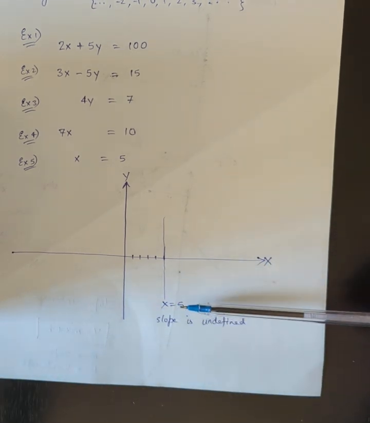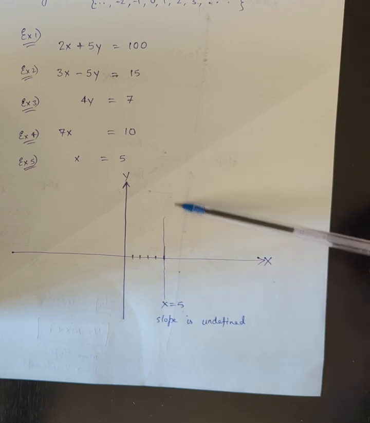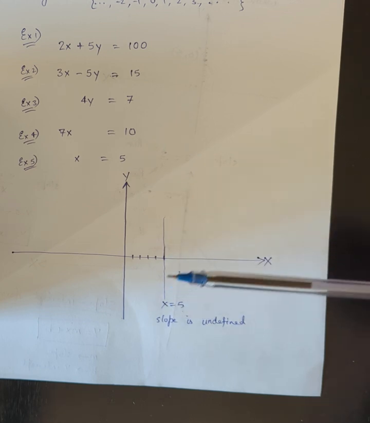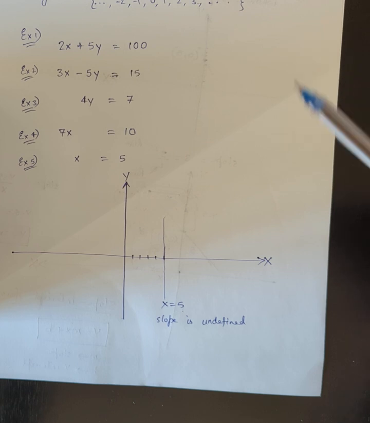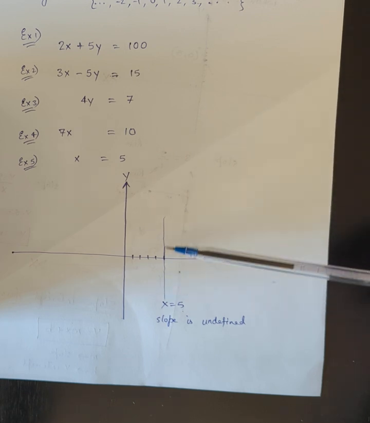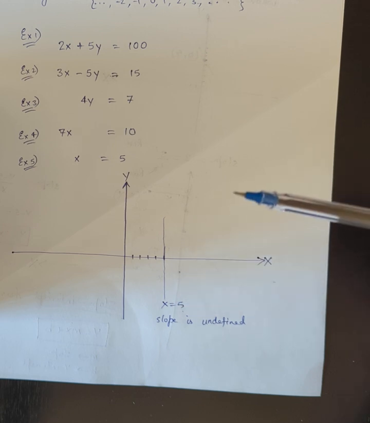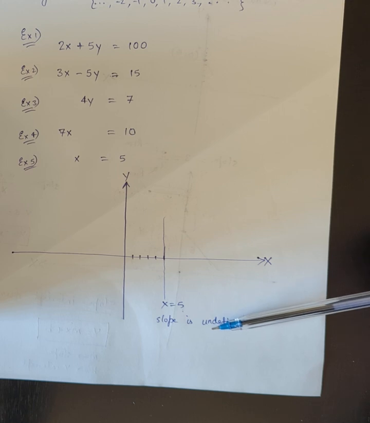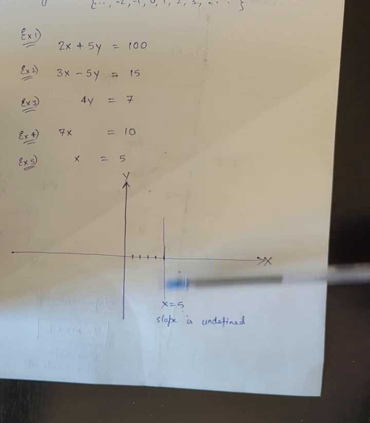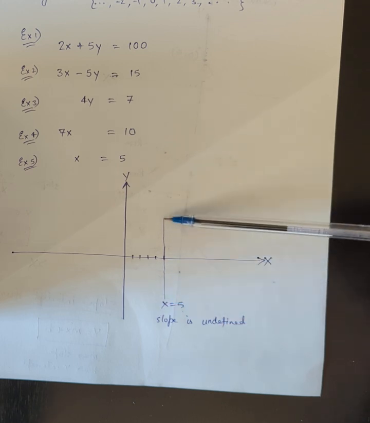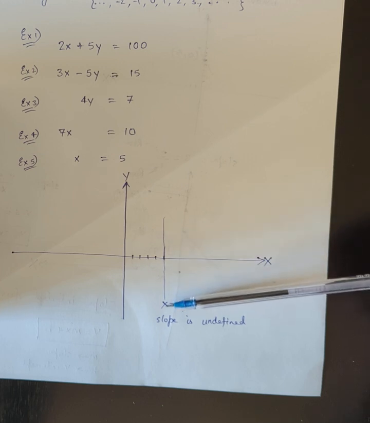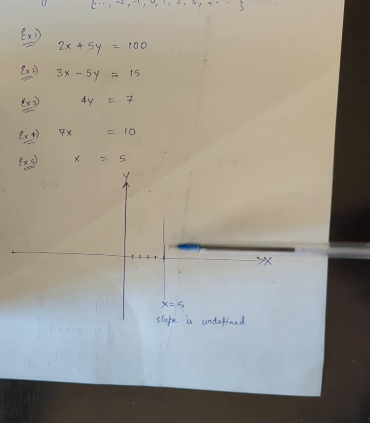Notice, you can never write this line using one of the two earlier forms that we discussed. The two forms we talked about are slope-intercept form and point-slope form. For both of those forms, you have to have the slope of the line. Here, the slope is not defined, so you cannot express this line in slope-intercept form or point-slope form.